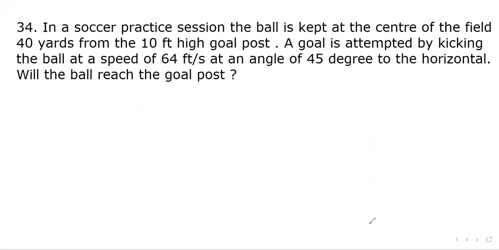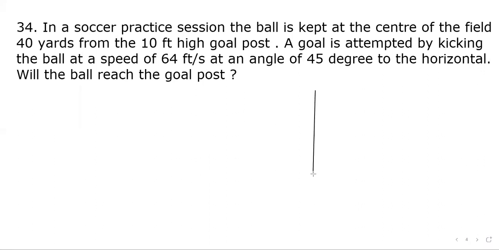Now, question number 34. In a soccer practice session, the ball is kept at the center of the field 40 yards from a 10 feet high goal post. A goal is attempted by kicking the ball at a speed of 64 feet per second at an angle of 45 degrees to the horizontal. Will the ball reach the goal post?